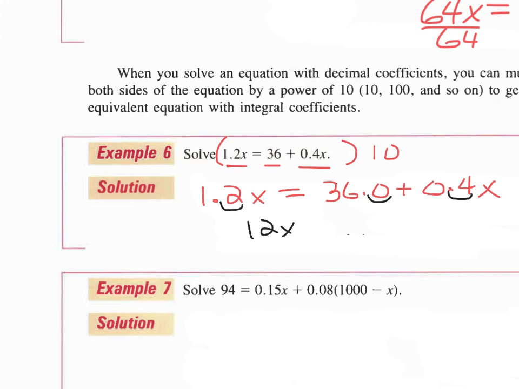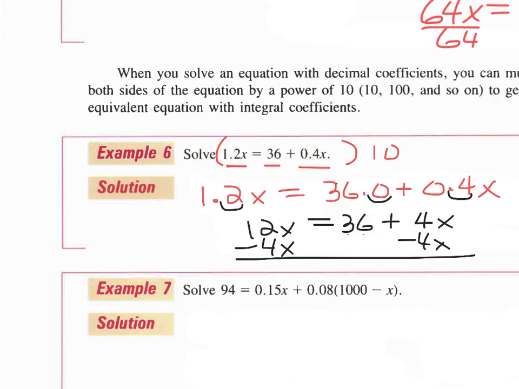So you get 12x is equal to 36 plus 4x. Move the 4. And then you're left with 8x equals 36. And actually 360. Divide both sides by 8, and x is equal to 45.